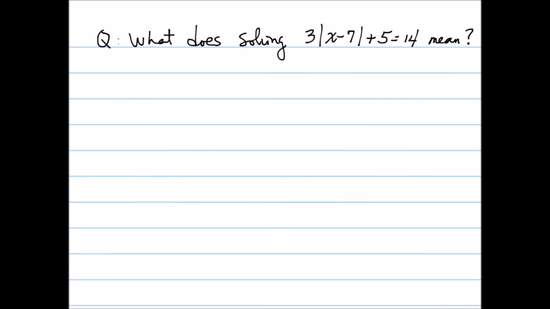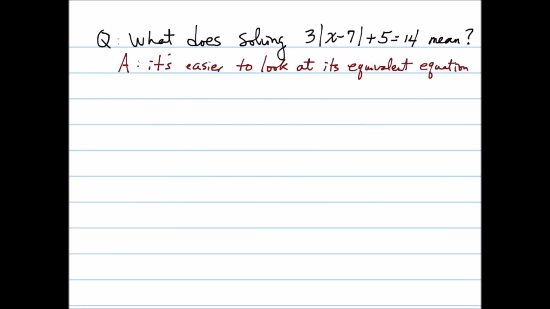What does solving 3 times the absolute value of x minus 7, plus 5 equals 14 mean? It's actually a little difficult to interpret what this equation means from its original form. So let's convert it into a simpler equivalent equation first.